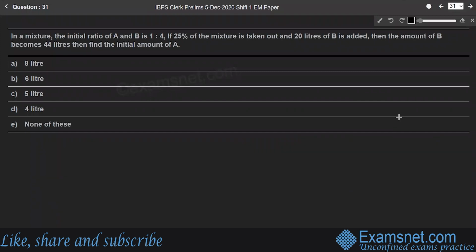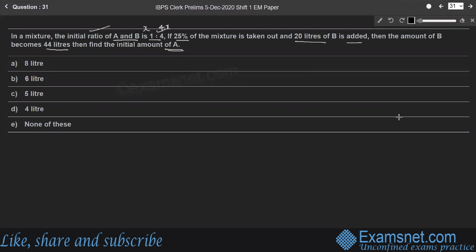Question 31. In a mixture, the initial ratio of A and B is 1:4. If 25% of the mixture is taken out and 20 liters of B is added, then the amount of B becomes 44 liters. Then find the initial amount of A. Here, the initial ratio of A and B is 1:4. So let us assume the initial quantity of A is X, whereas B is 4X.